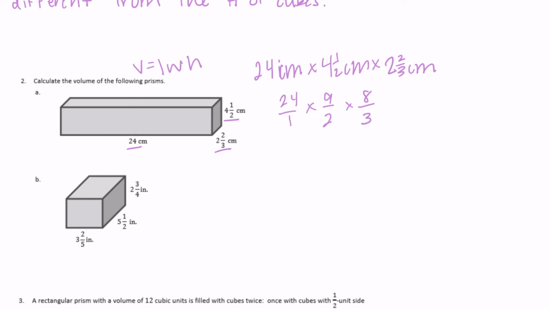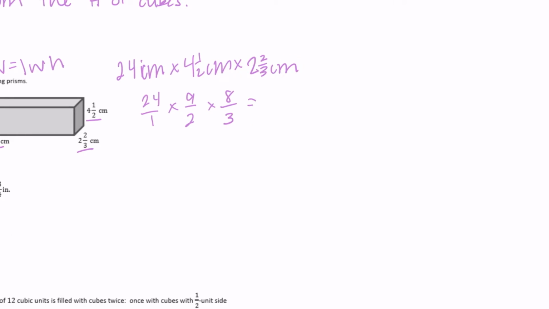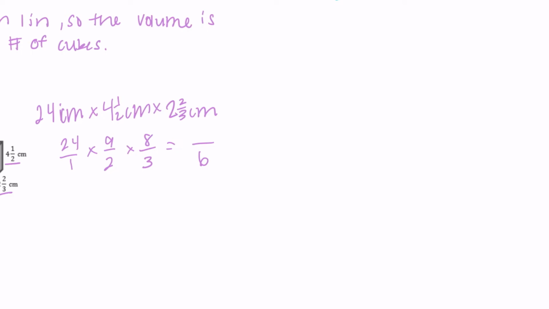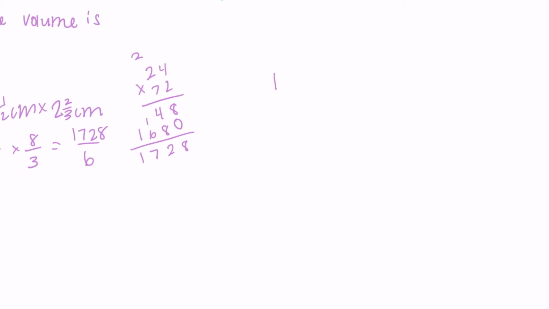So let's go ahead and multiply. I'll do the bottom denominators, 1 times 2 times 3 is 6. So 24 times 9 times 8 is 72. So 24 times 72. 7 times 4 is 28. 7 times 2 is 14, plus 2 is 16. So we get 1,728 over 6. So let's divide and make that back into an improper fraction, or a whole number maybe.